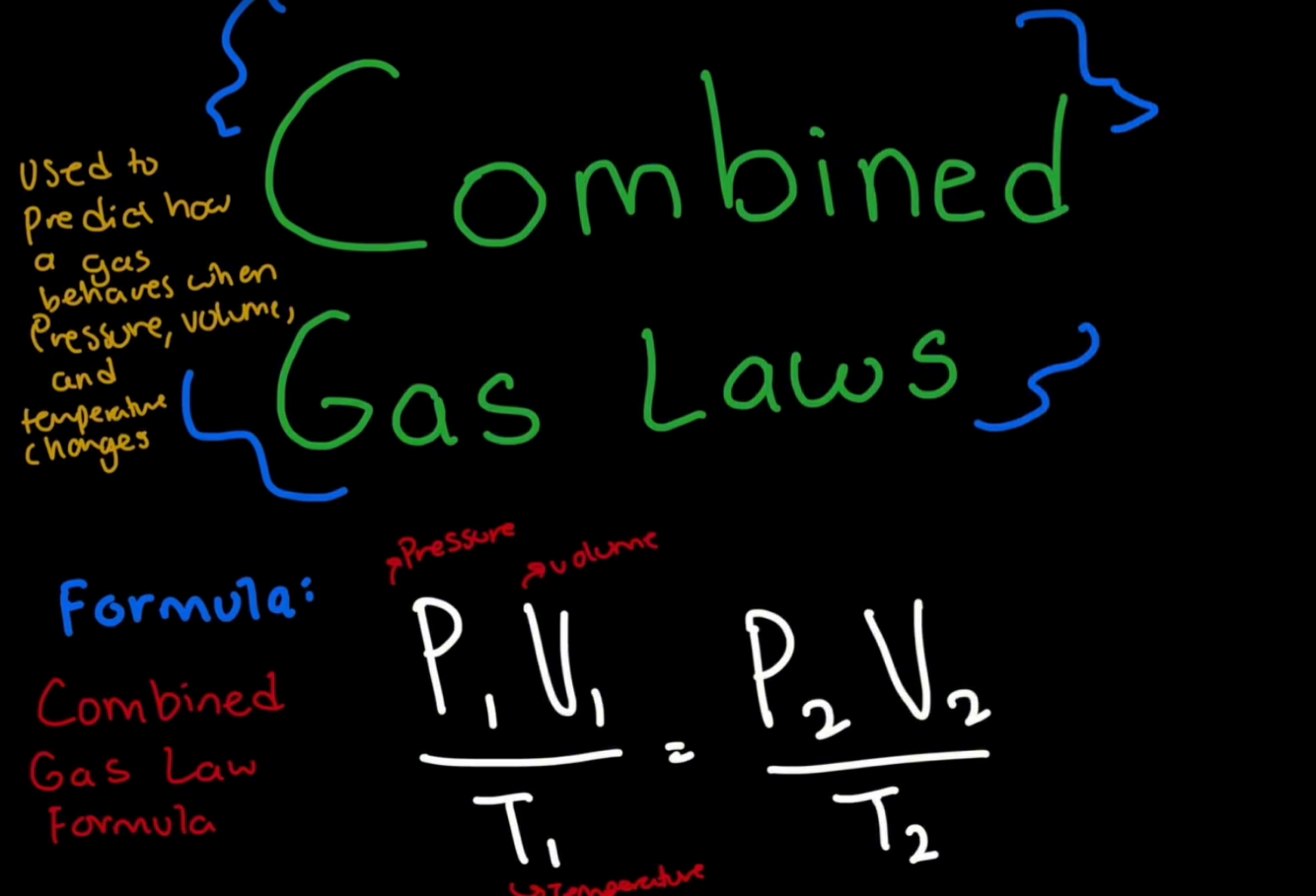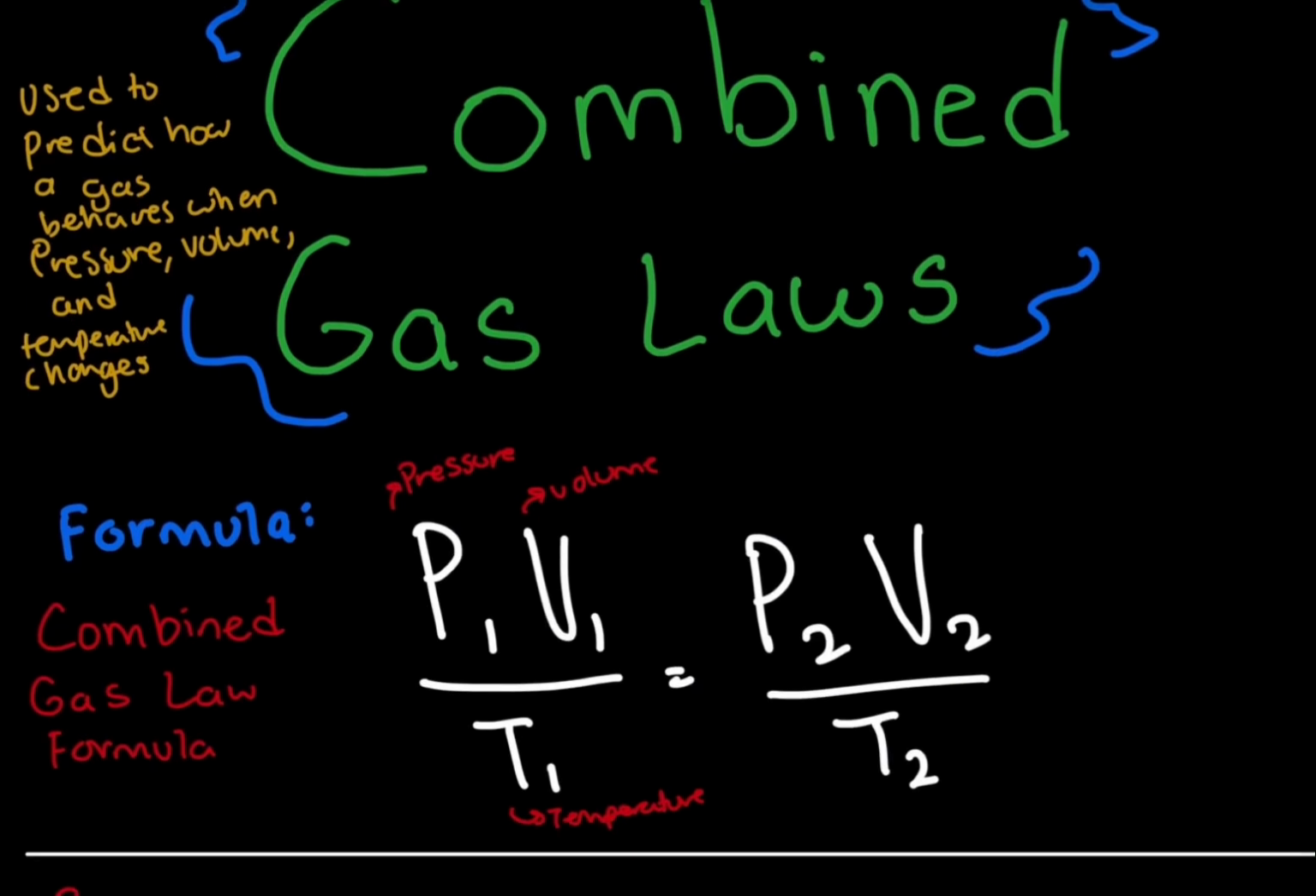Today we're going to be covering combined gas laws. Combined gas laws are just used to predict how a gas behaves when pressure, volume, and temperature change. Our formula for this is P1 times V1 over T1 equals P2 times V2 over T2. P stands for pressure, V stands for volume, and T stands for temperature.